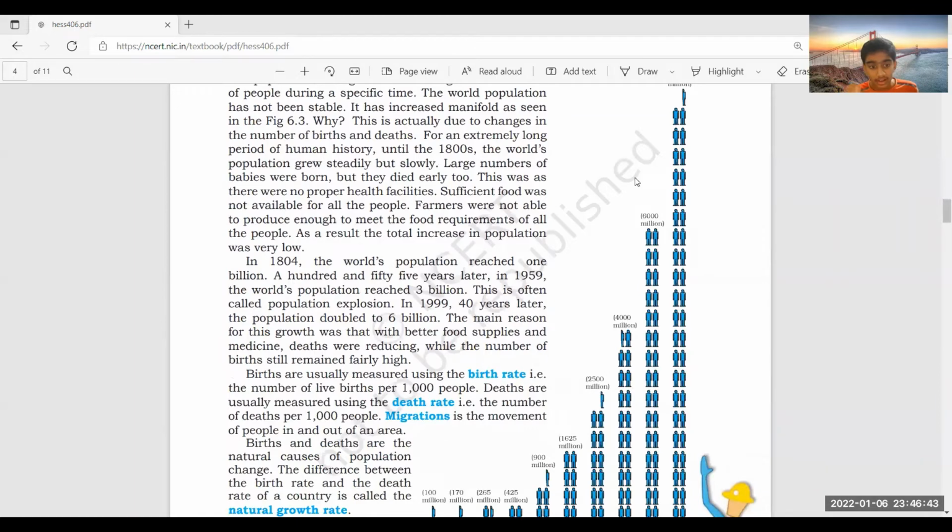Now, what is birth rate? The number of live births per 1,000 people is birth rate. Deaths per 1,000 people is death rate. Okay, and migration means movement of people from here to there in terms of anything. Could be in search of food. Okay, in and out of an area.